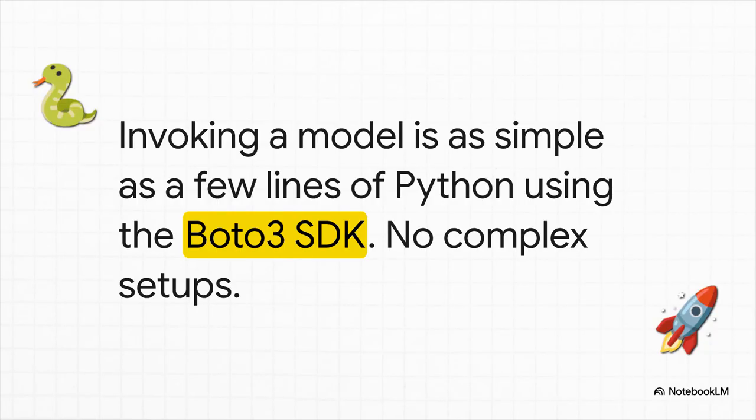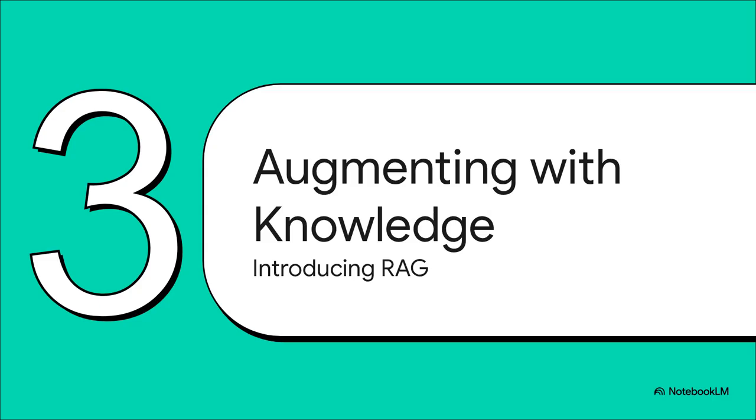And check this out. This shows just how easy it is to tap into all that power. You're not spending days on complicated setups. We're talking a few lines of Python using the Boto 3 SDK, a simple API call, and boom, you're generating text. It's that accessible.